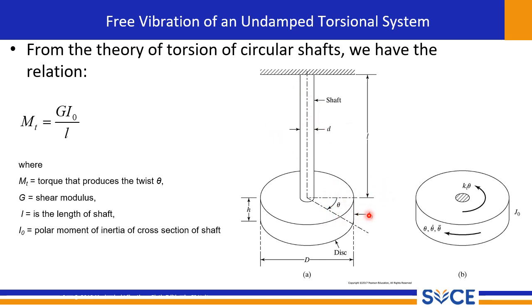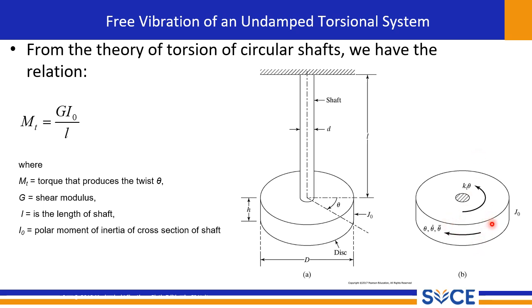Now let's look at a visual representation. We have a shaft of length L and diameter D, which is fixed at the top. At the bottom, we have a disc. The polar moment of inertia of the disc is J_0. When we apply a torque to this disc, the disc twists by an angle theta. Diagram B simplifies this by showing the disc in isolation.